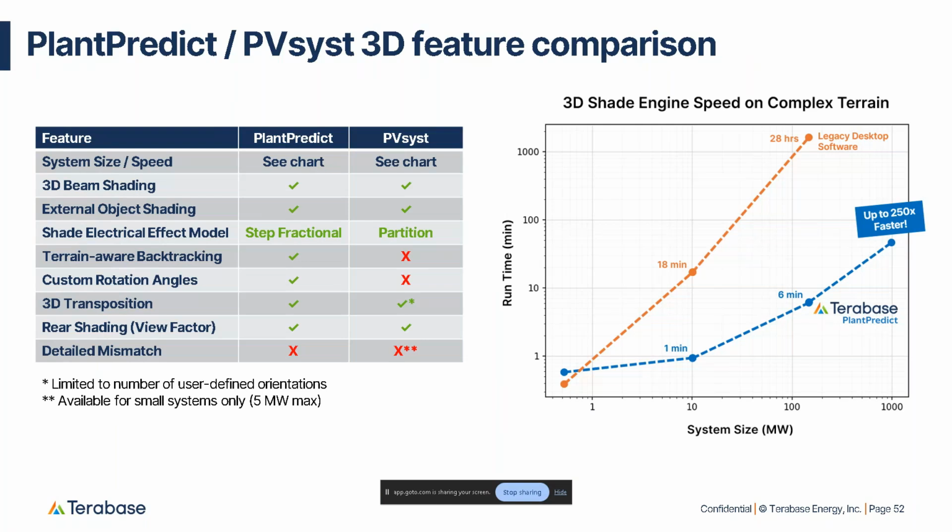In terms of features of these 3D engines, both of them do 3D beam shading and can do excellent shading objects. The shade electrical effect model is a bit different. We use step fractional, PVCs uses partitions, but the advantage is that we can do terrain-aware backtracking, we can upload custom rotation angles, we can do 3D transpositions. PVCs can do that, but you're limited to the number of orientations that the user defines.